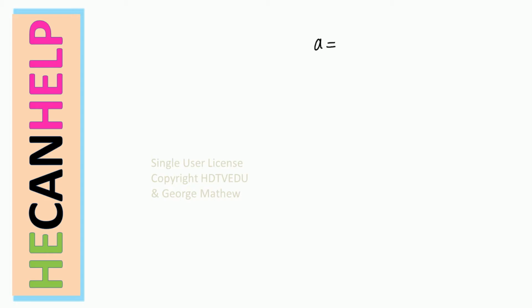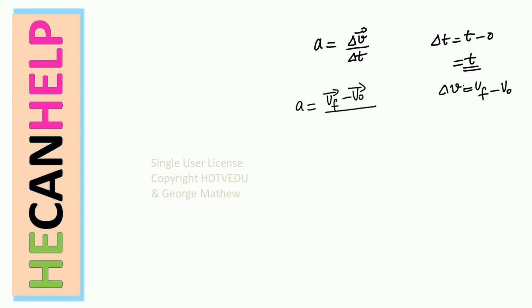By definition, acceleration is equal to change of velocity divided by time. Let's assume that delta t is t minus 0, and that is just t. And delta v, the change in velocity, is v final minus v initial. So we get a is equal to v final minus v initial, divided by time. Please don't forget, acceleration is a vector, v final is a vector, v initial is a vector. So you cross multiply and you get acceleration times time is equal to v final minus v initial. And so we get v final is equal to v0 plus at.